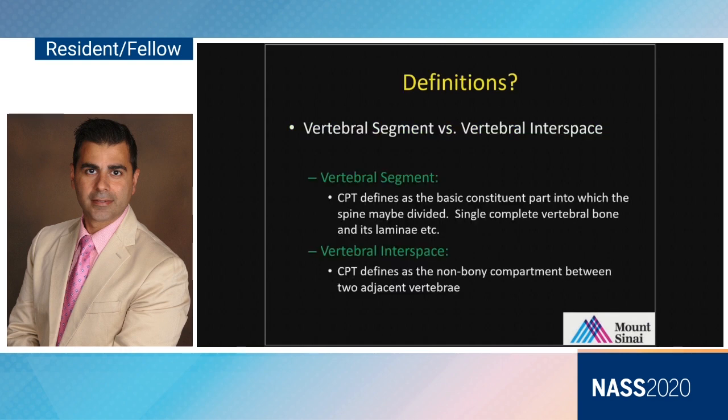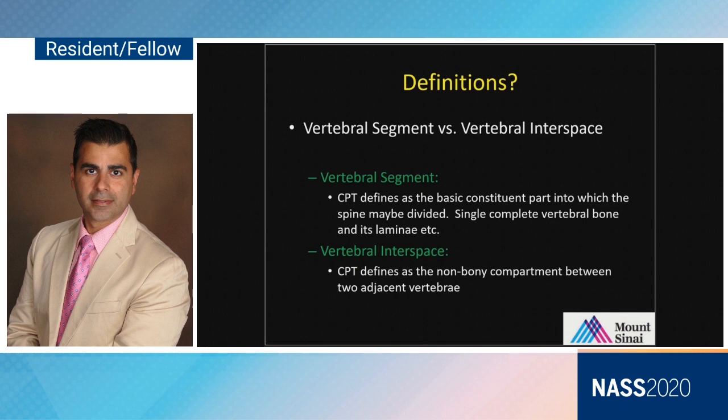Let's talk a little bit about important definitions. This can also change how you're going to go about coding for a specific procedure. So vertebral segment versus vertebral interspace, it's important to know the difference. For CPT purposes, the vertebral segment is defined as the basic constituent part into which the spine may be divided. So essentially a single complete vertebral bone with its associated lamina. So C4 would be a vertebral segment. Interspace is defined as the non-bony compartment or the disc space or interspace between 2 adjacent vertebrae.